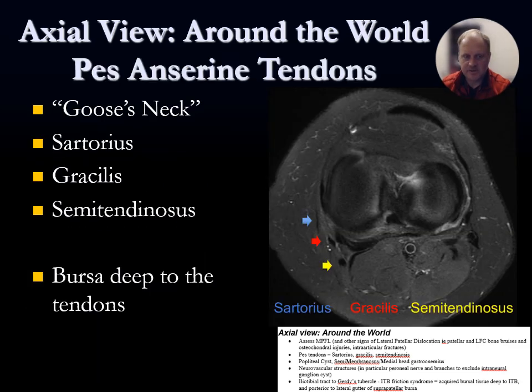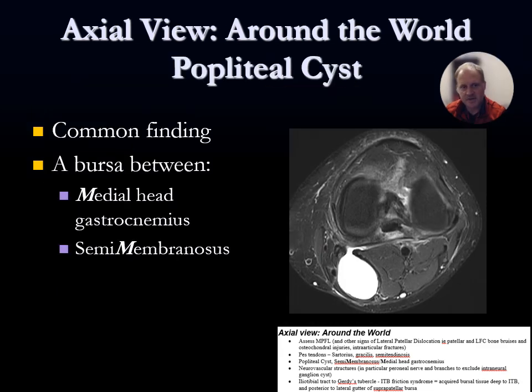Here's the pes anserine tendons, or goose's foot. It's the sartorius, the gracilis, and the semitendinosus. For whatever reason, in my mind it stuck as S, G, and T. Trying to remember what those are, but they go right down here in that orientation. There is a bursa deep to these tendons called the pes anserine bursa. So if you see a little fluid collection deep to those tendons, you can call it that kind of bursitis.